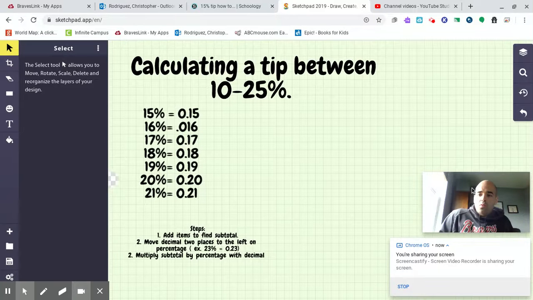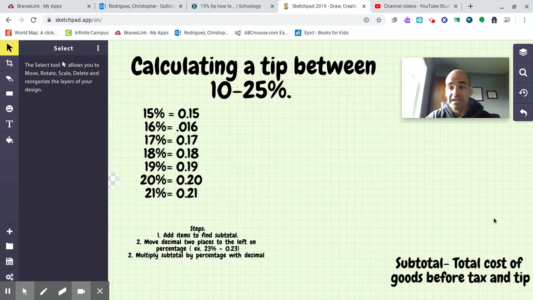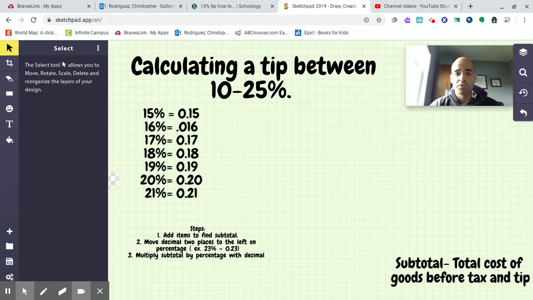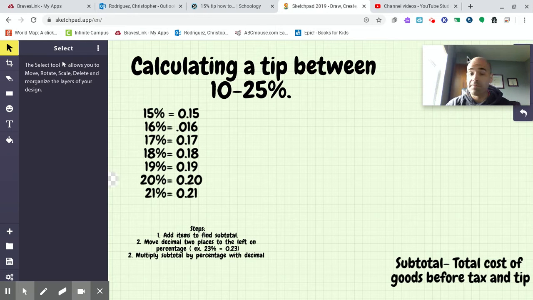Hi, everybody. We are continuing our lesson on calculating tips. Last week we worked specifically on calculating a 15% tip. With that, you should have the fundamentals needed for calculating really any percentage tip. We're just going to work on 10 to 25, that's really the average in terms of tipping, depending on a lot of different factors.